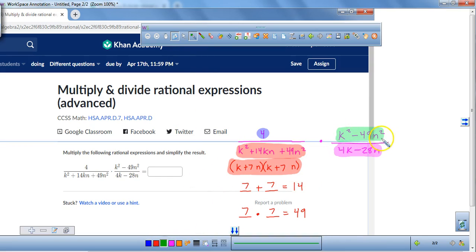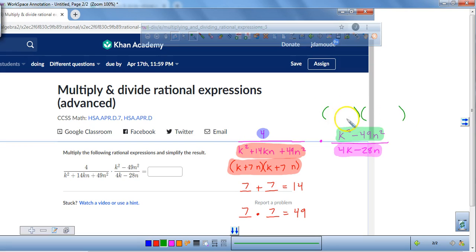Now let's go up here to the difference of squares one. We got k squared minus 49n squared. All you got to know is that the square root of 49 is 7. We're going to do a k plus 7 and a k minus 7. That's a difference of squares. K plus 7n and k minus 7n.